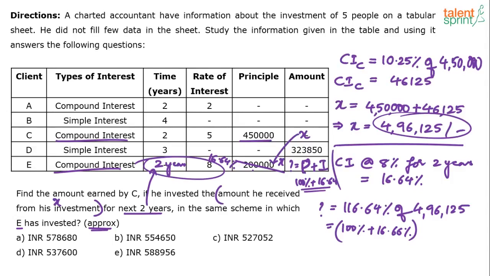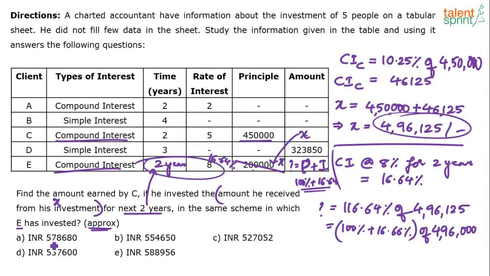How do you write 1/6 of any value? 16.66%. Yeah. So 116.64 can be taken as 100% plus 16.66% of 4,96,125. I may take this approximately as 4,96,000. 125 is hardly any difference there.